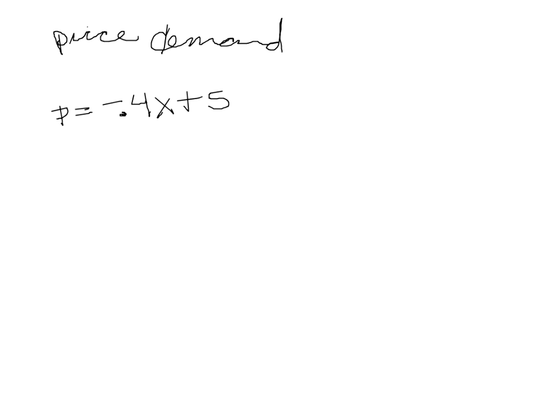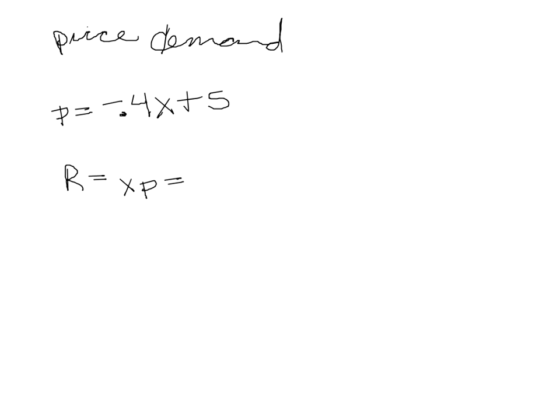So this is the price demand. That's little p equals minus 0.4x plus 5. x is in hundreds and the price is dollars per Wacky Wing. Okay, the revenue is the number of items sold times the price they were sold at. So that tells us that revenue is x times p. Units is x, p is price.